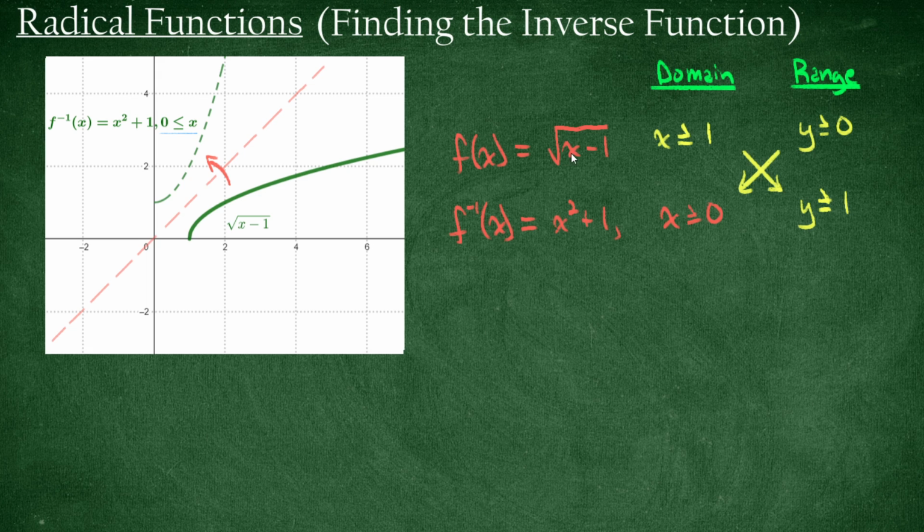The inverse of the square root of x minus 1 was not just x squared plus 1. It was x squared plus 1 only for x is greater than or equal to 0. Why does that make sense?